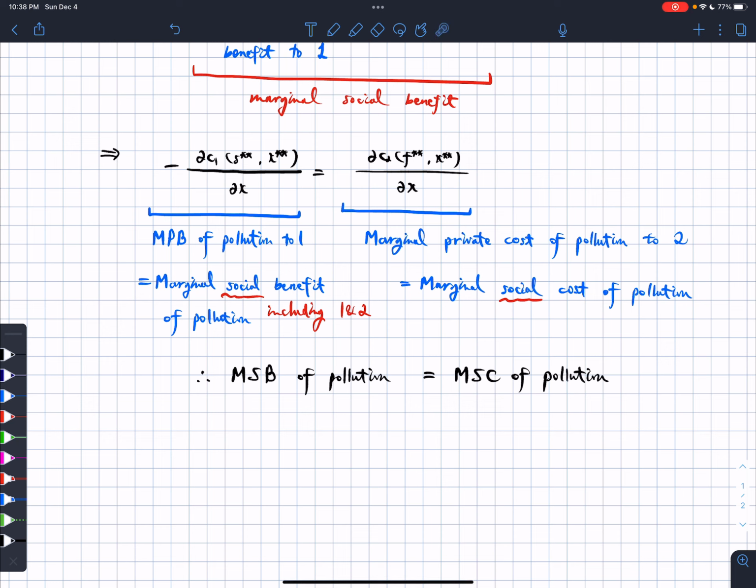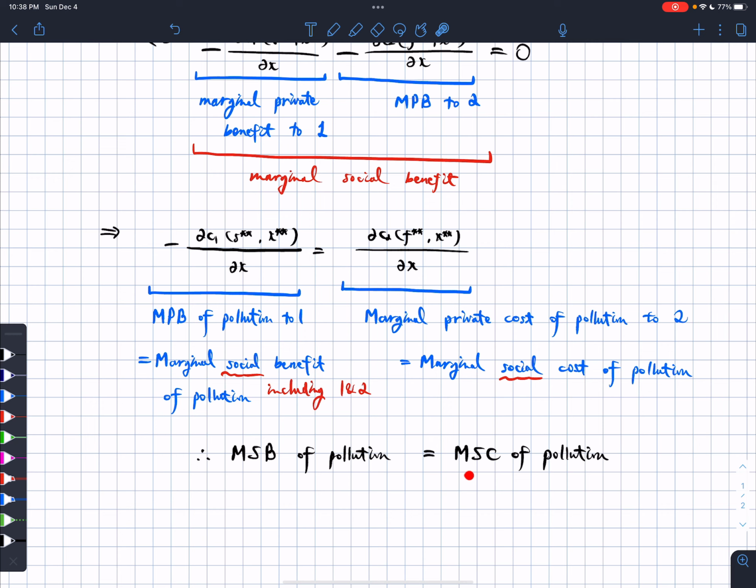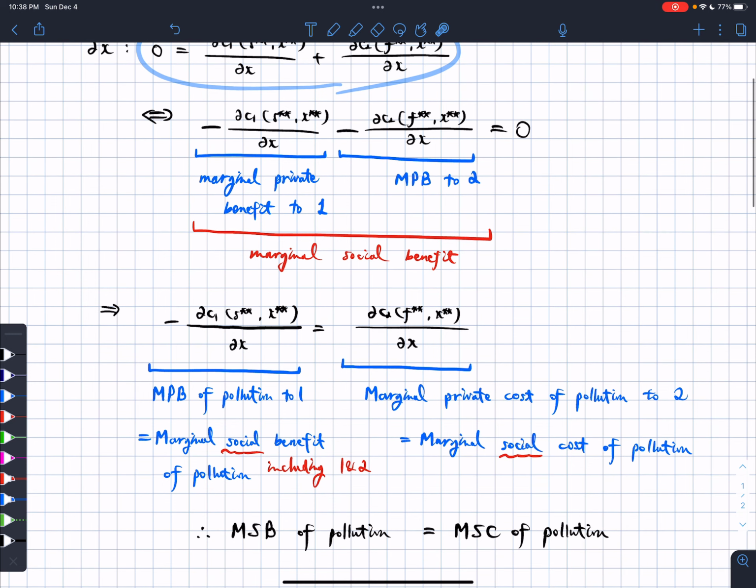Okay, so that's what this first order condition would say. And you may wonder how this condition relates to this. So let me explain this.